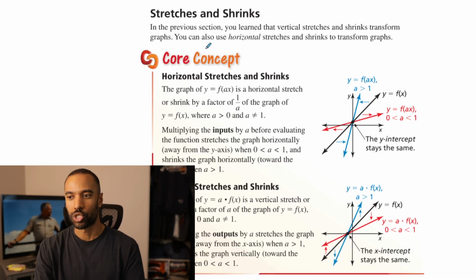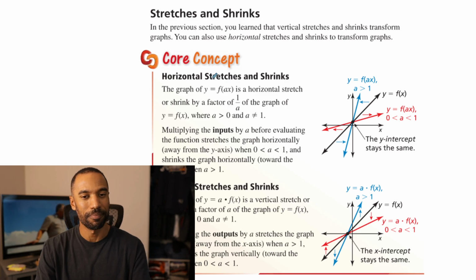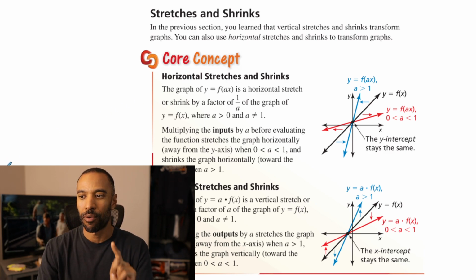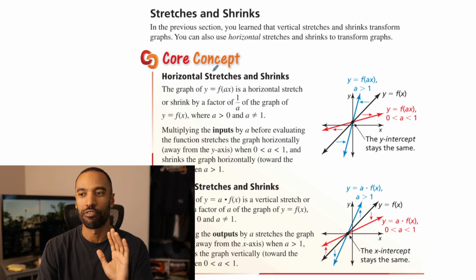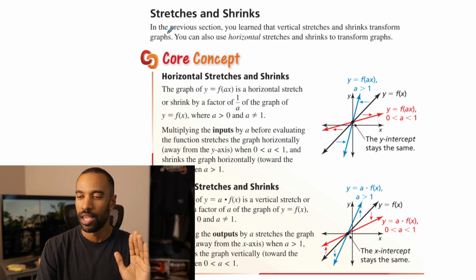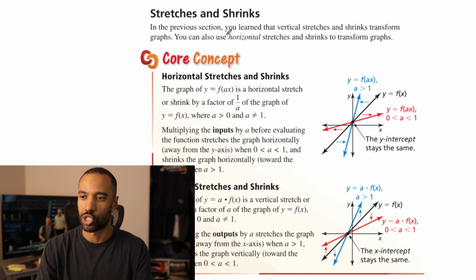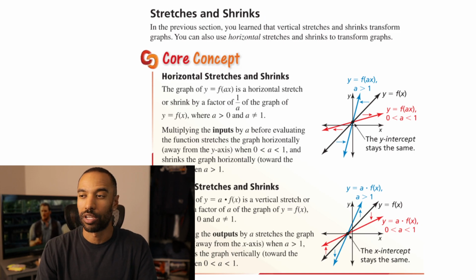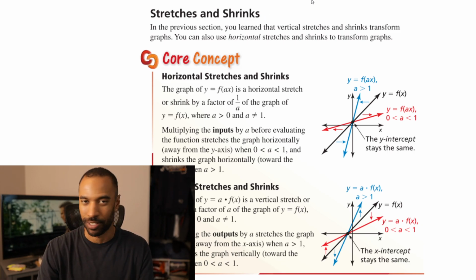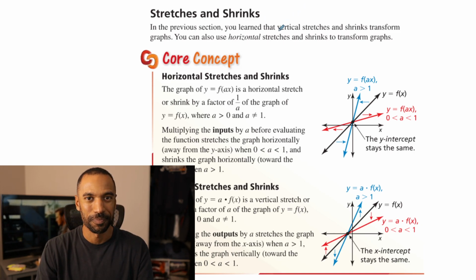Let's talk about stretches and shrinks. And notice, right, straight up, they talk about horizontal. I think I want to talk about vertical first. Let me start with vertical first, but let me first read this part. In the previous section, you learned that vertical stretches and shrinks transform graphs. You can also use horizontal stretches. Yes, you can. Horizontal will confuse the ever-loving everything out of you.